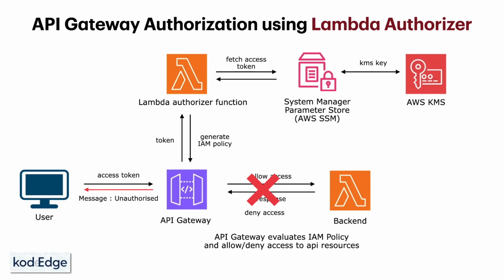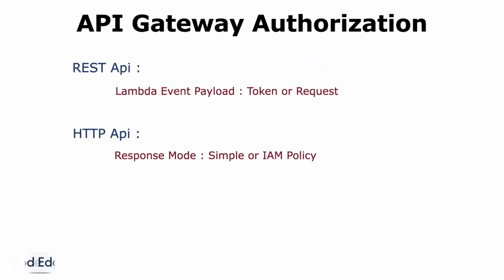So whenever we create an API in the API gateway of the type HTTP or REST, and we integrate a Lambda authorizer for it, API gateway provides different integration options. So these are the integration options. When you create a REST API, you can configure your Lambda event payload of the type token or request. And when you create an HTTP type of API and configure a Lambda authorizer for it, you can configure the response mode as simple or IAM policy. So let's see all this configuration one by one.